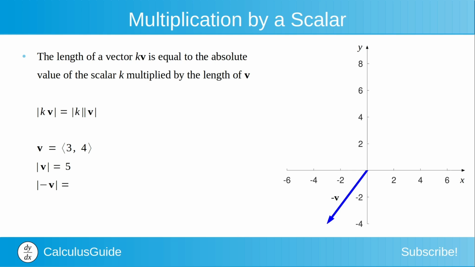The length of the vector minus v is another way of writing the length of the vector minus 1 times v. This is equal to the absolute value of the scalar minus 1 multiplied by the length of the vector v. This is equal to 1 multiplied by 5, which is equal to 5. The vector minus v has the same length as the vector v, but it points in the opposite direction to the vector v.